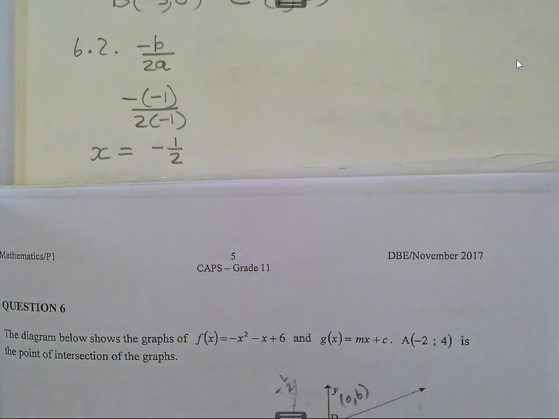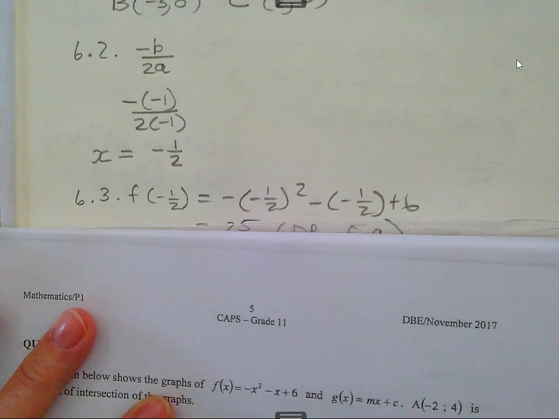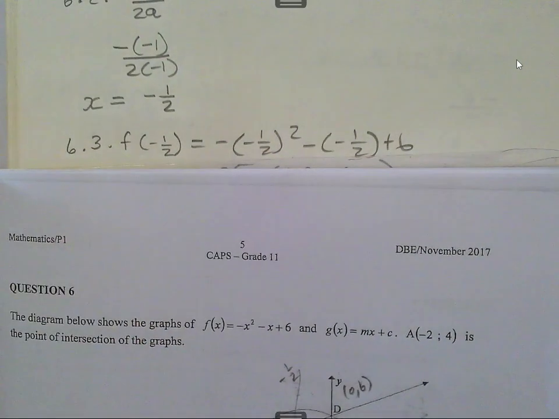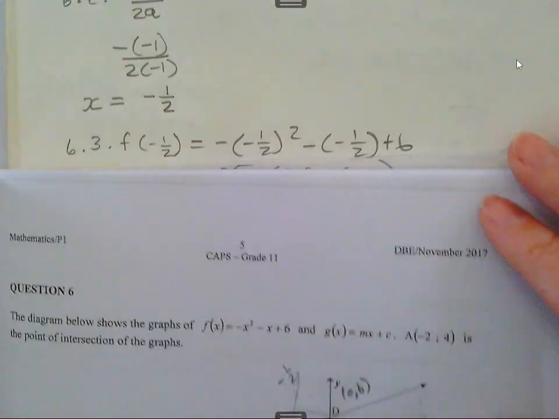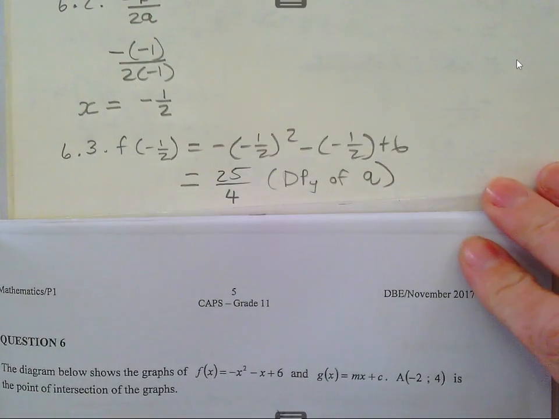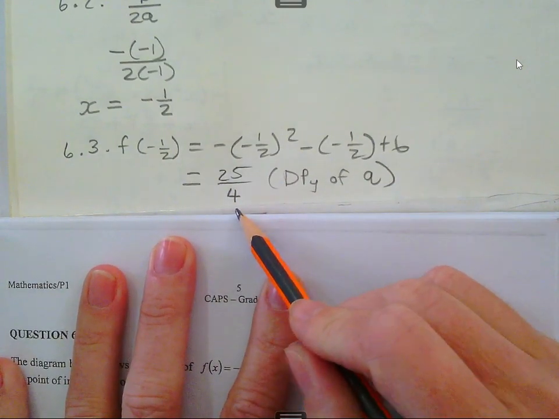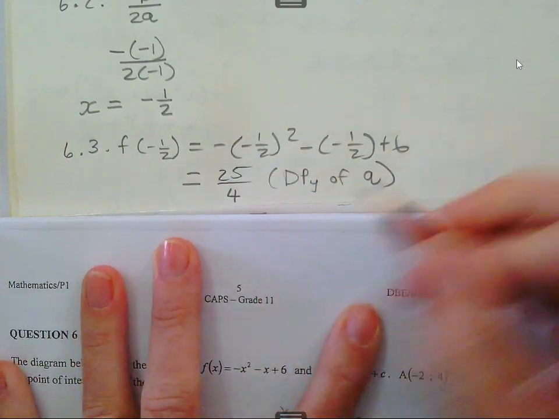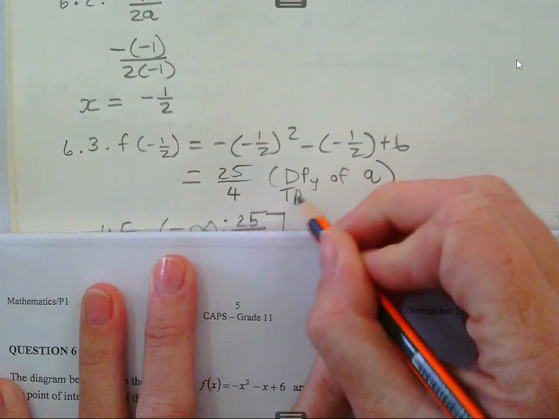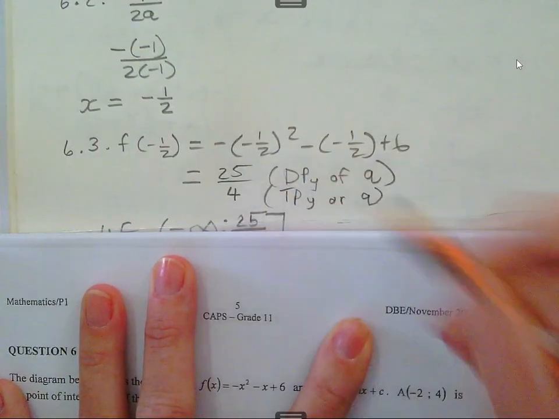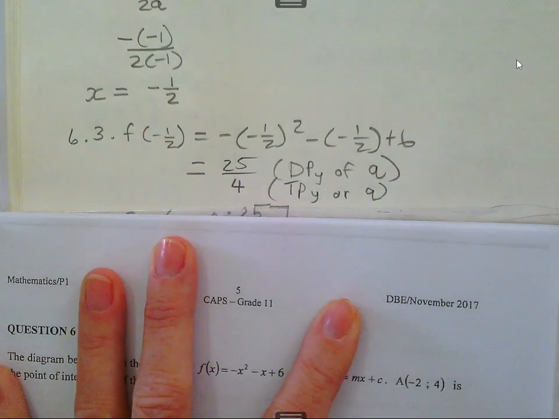So I have the turning point's x value. I substitute it into the equation. I say f of negative a half, and then I work out the y value as 25 over 4. So this will be the turning point's y value, or q. This is not part of the answer. I'm writing it there just for you to see.